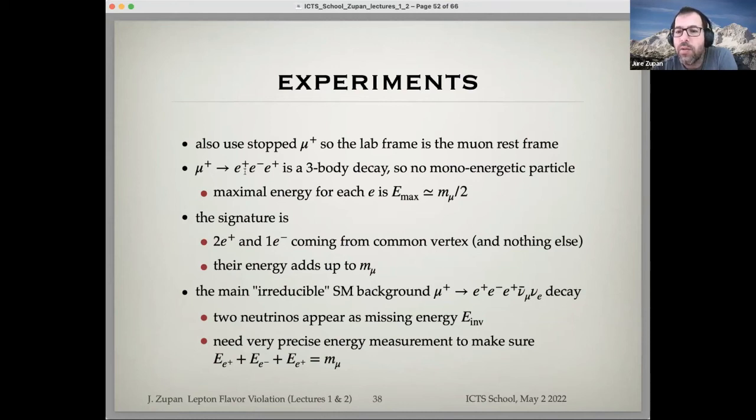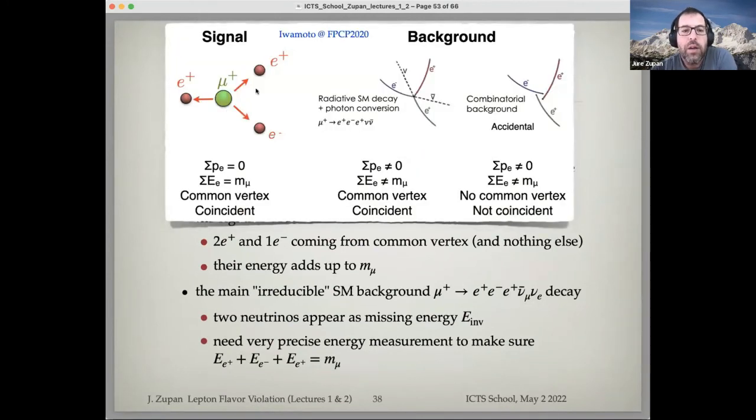Now, there's a big difference here, which is that unlike mu to e gamma, this is a three-body decay. So you can't just search for a monoenergetic particle. And the maximal energy for each of these electrons or positrons is also roughly m_mu over 2. So when you have back-to-back, let's say a positron and an e plus e minus pair going back-to-back, if they go back-to-back, you will reach m_mu over 2 as the maximal energy. Now, how do you then distinguish from other backgrounds?